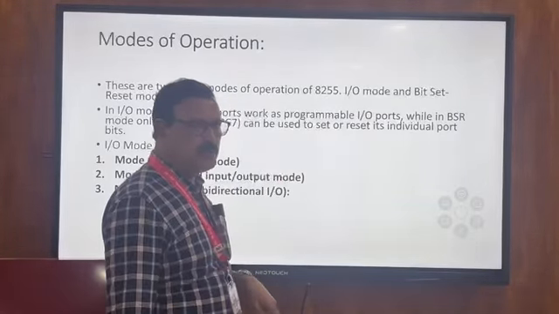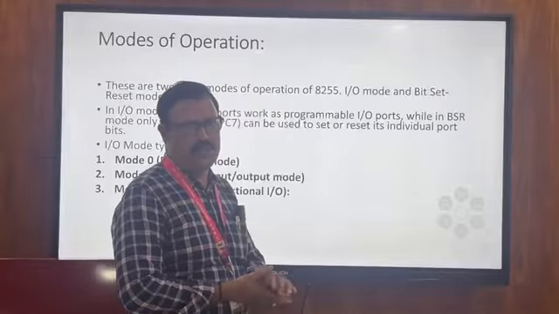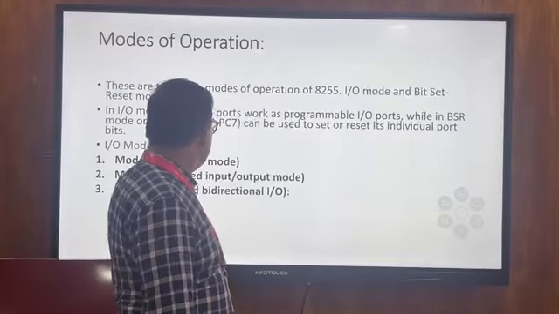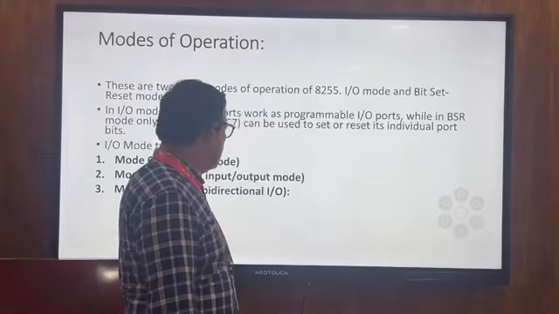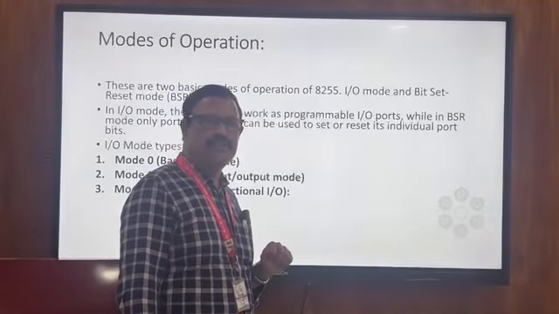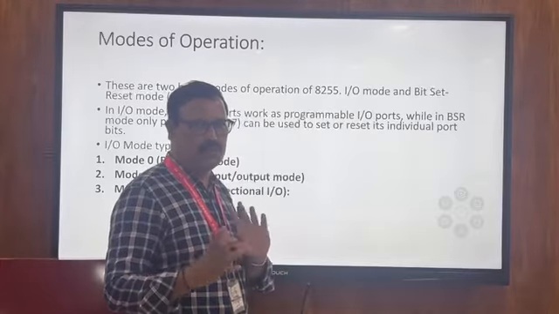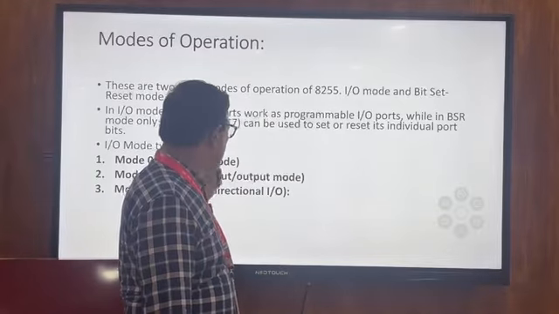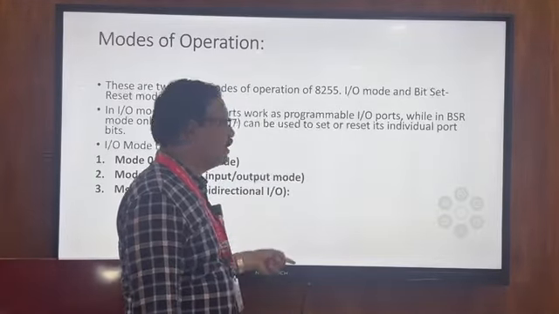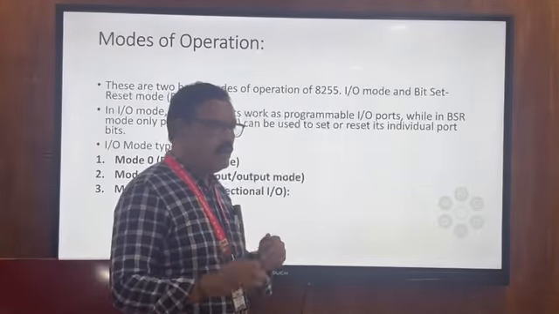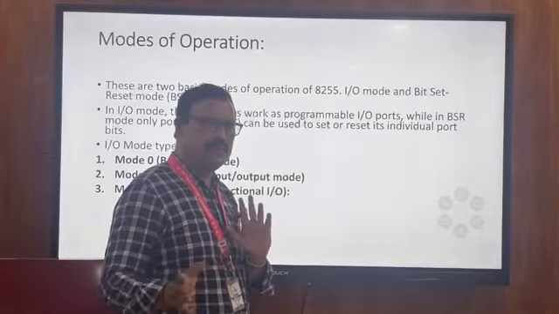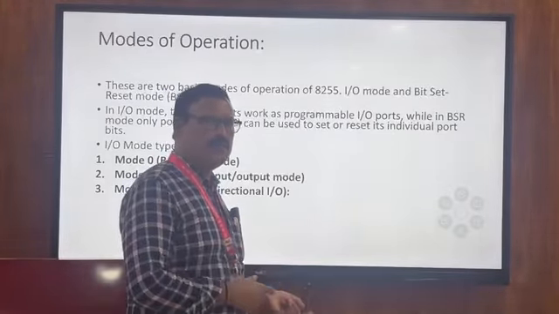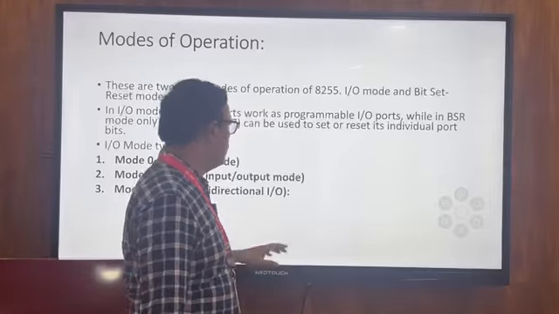The input and output mode we further divide into three types: mode 0 operation, mode 1 operation and mode 2 operation. Mode 0 is used for basic input and output control, mode 1 for strobe input and output control, and mode 2 for bidirectional input and output control. Normally the basic input and output control is used, and we can transfer data between the microprocessor and the input and output devices.